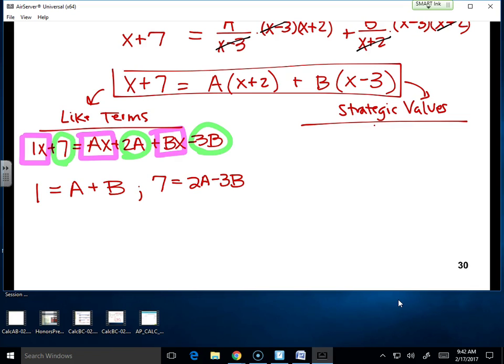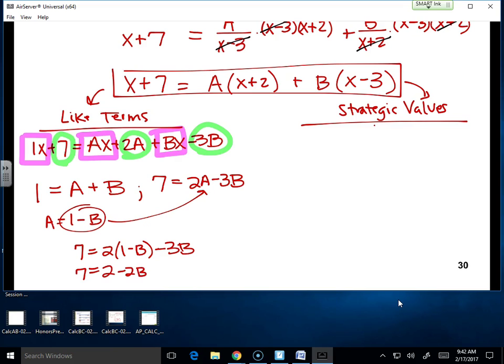How do you want to solve them? Substitution or elimination? Substitution? Alright, fine. So let's solve for A. A equals 1 minus B. Let's plug and chug. We get 7 equals 2 times 1 minus B minus 3B. We're just solving with systems, right guys? 7 equals 2 minus 2B minus 3B.